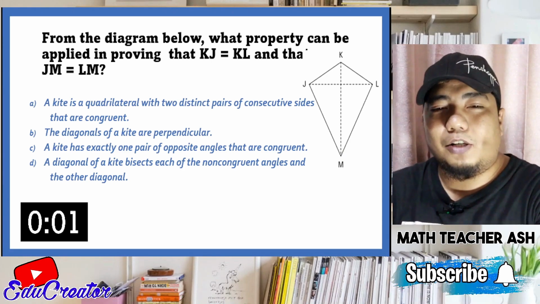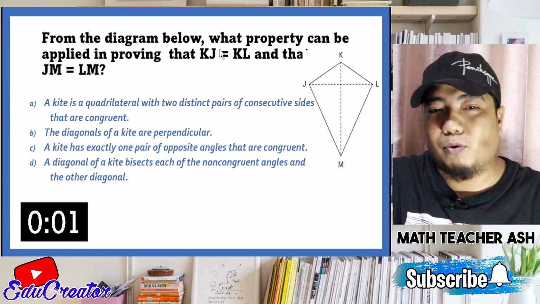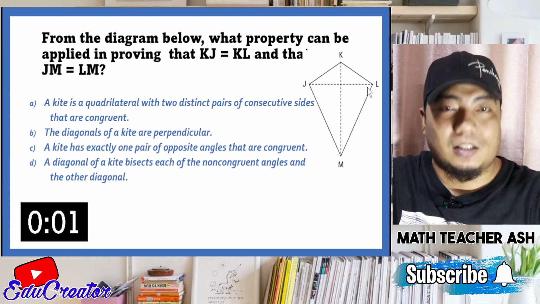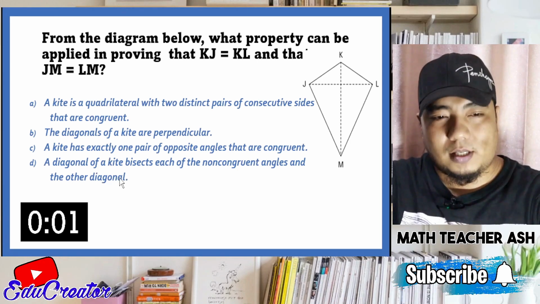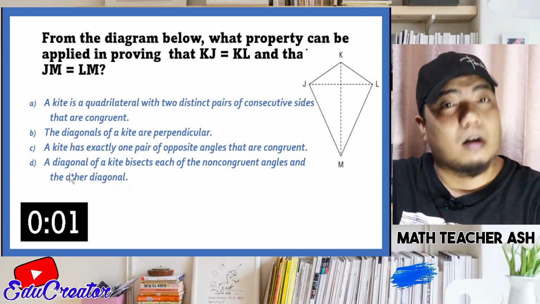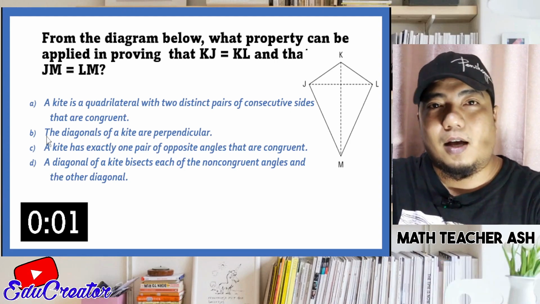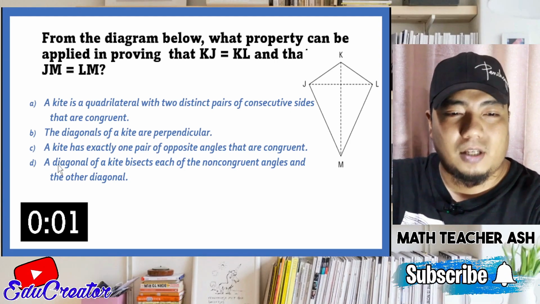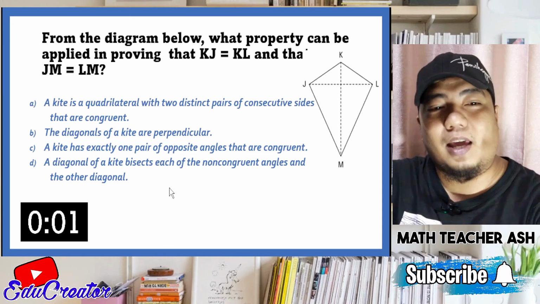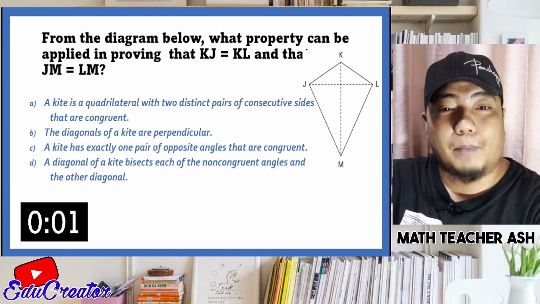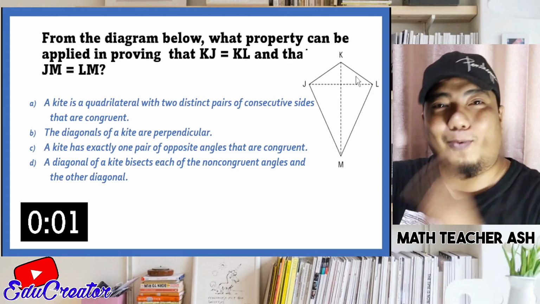Okay, so my dear math learners, basically, as you can see, the given statements or what we need to prove here are the sides of the kite, right? So basically, among the given choices, we can discard the choices that talk about diagonals. So it is basically obvious that letter B and letter D are the wrong answers. So we only have A and C for this one. So let's consider A. A kite is a quadrilateral with two distinct pairs of consecutive sides that are congruent. So basically, that answers our situation.